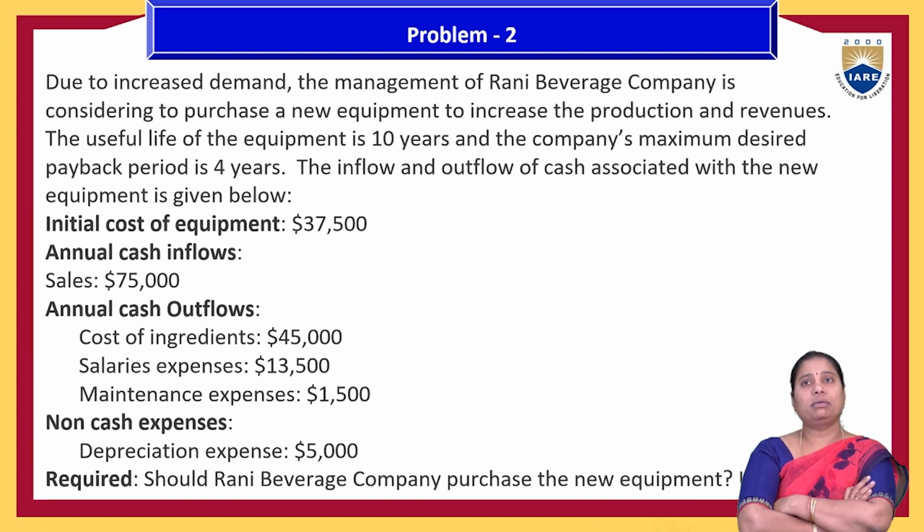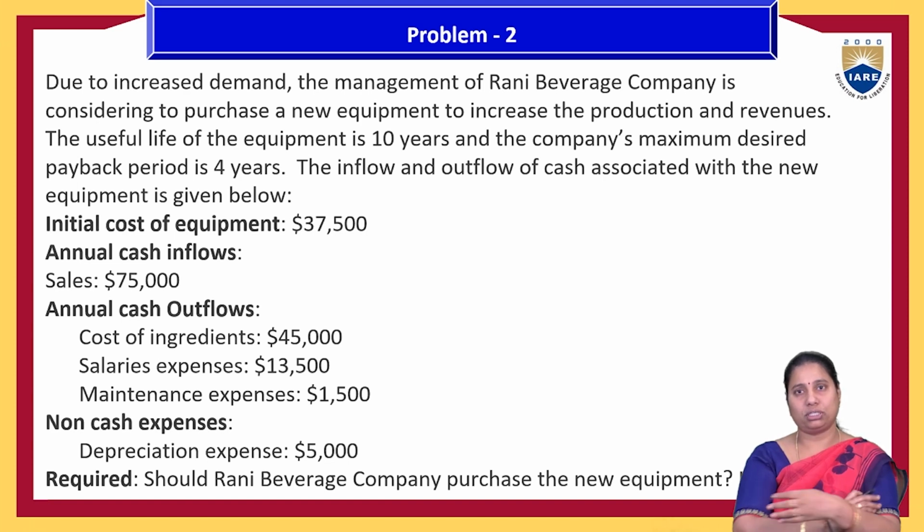Due to the increased demand, the management of Rani Beverage Company is considering purchasing new equipment to increase the production and the revenues. The useful life of the equipment is 10 years, and the company's maximum desired payback period is 4 years. The inflow and outflow of cash associated with the new equipment is given below. Initial cost of the equipment is 37,500. Annual cash inflows are: sales 75,000, cost of the ingredients 45,000, salaries expenses 13,500, maintenance expenses 1,05,000, non-cash expenses like depreciation 5,000.